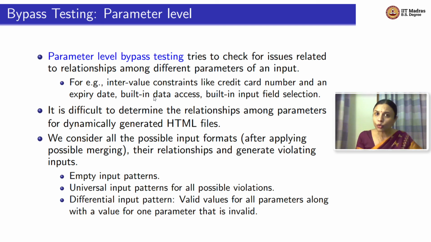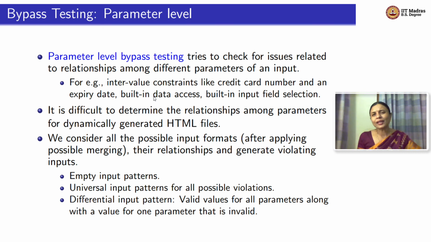So I can do bypass testing at parameter level to check for issues related to relationships between different parameters of an input. Again, because there are a large number of inputs and large kinds of relationships, it's difficult to exhaustively determine all possible relationships. So we use our domain knowledge. We study the website that we want to test for bypass testing, and consider a reasonable number of all possible input formats after applying, as I told you, the merging and other things.